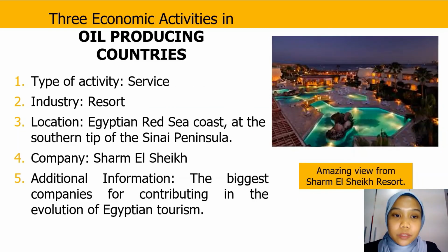Second, economic activities in oil-producing countries, which is service activities in the resort industry, located on the Egyptian Red Sea coast at the southern tip of the Sinai Peninsula. This place, managed by Sharm el-Sheikh, is the biggest contributor to the evolution of Egyptian tourism. Sharm el-Sheikh is an Egyptian city on the southern tip of the Sinai Peninsula, on the coastal strip along the Red Sea. Its population is approximately 73,000 as of 2015.